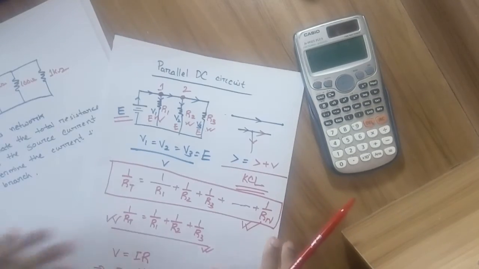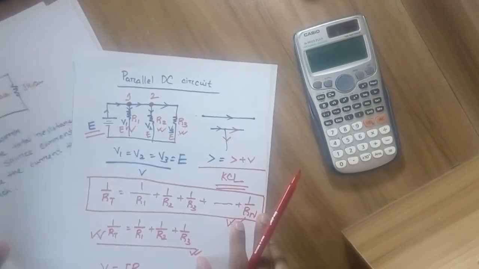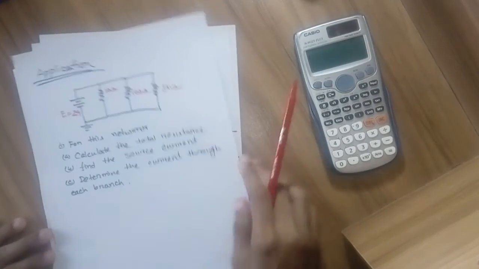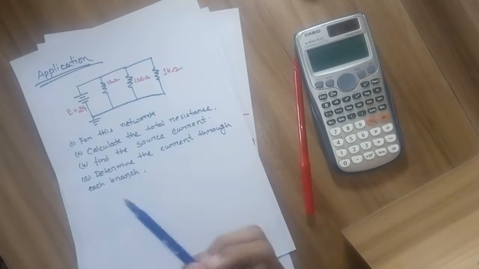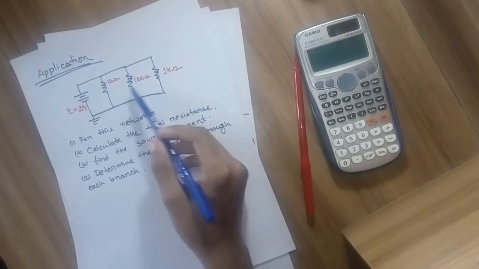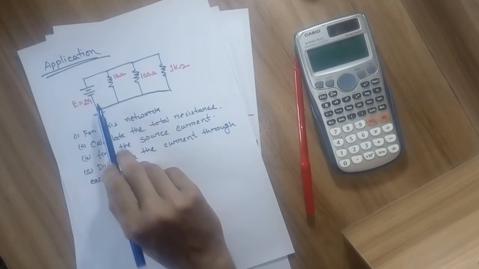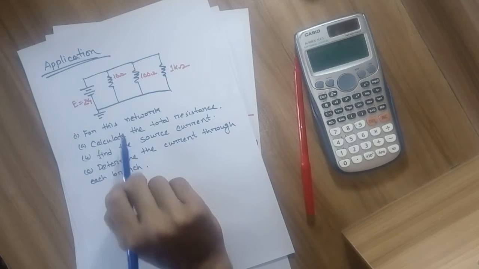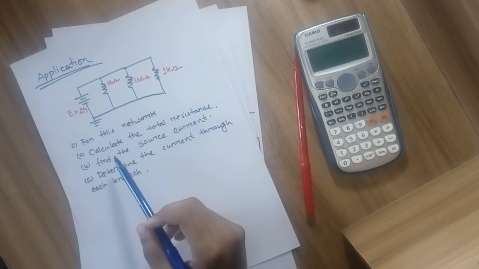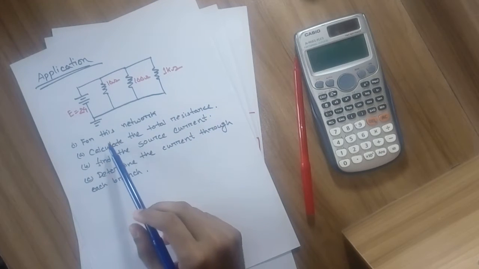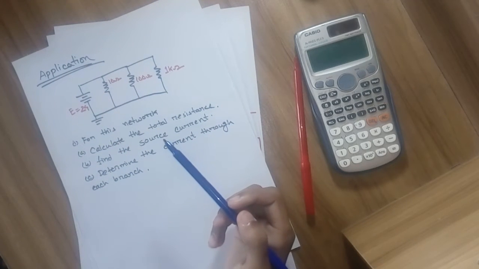Okay, now let's solve the problem. We have a problem over here with 3 resistors and a source voltage, and it says, for this network, calculate the total resistance.